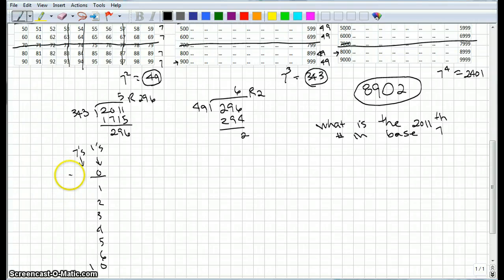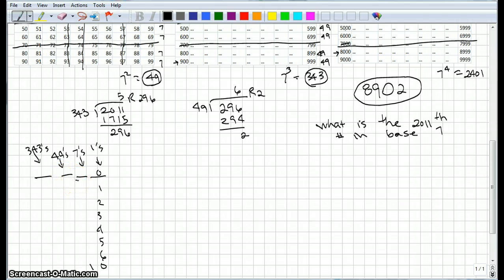And then this place value is going to keep track of how many 49's you have. Okay? And then once you get up to 666, you run out of digits again, and this is going to keep track of how many 343's you have. Okay, so this is 7 to the 0, 7 to the 1, 7 squared, and 7 cubed.